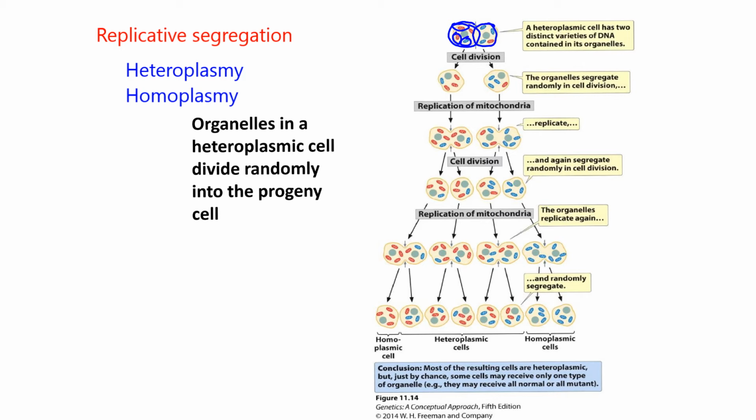Now, when such a heteroplasmic cell divides, you know that the division of cytoplasm is random. And this random distribution of the different organelles into the two progeny cells is called replicative segregation. So replicative segregation is outlined right here. During replicative segregation, which refers to segregation of the organelles due to cellular replication, since it is random, it can yield different offspring.